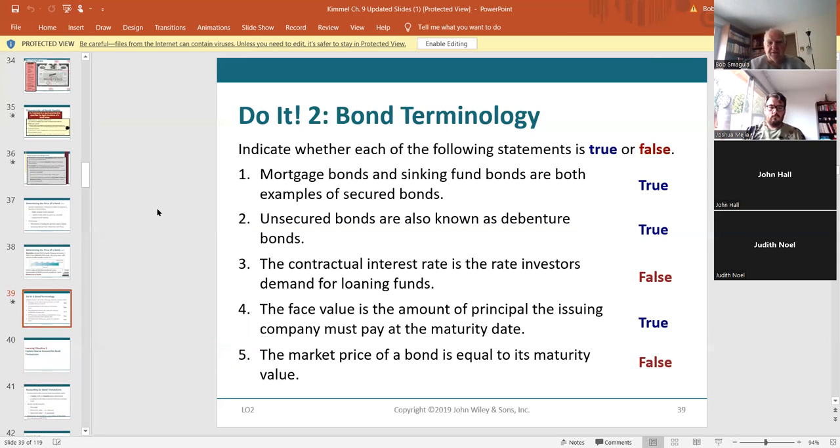Bond terminology, these are good to know. Each one of these could easily be on the test, huh? Mortgage bonds and sinking funds are both examples of secured. Yeah. Unsecured bonds are known as debentures. Yep. Contractual interest rate is the rate investors demand. Nope. The rate investors demand is called the market rate. The face value is the amount of the principal that you must pay, and the market price of the bond is equal to its maturity value. That's a bunch of baloney.